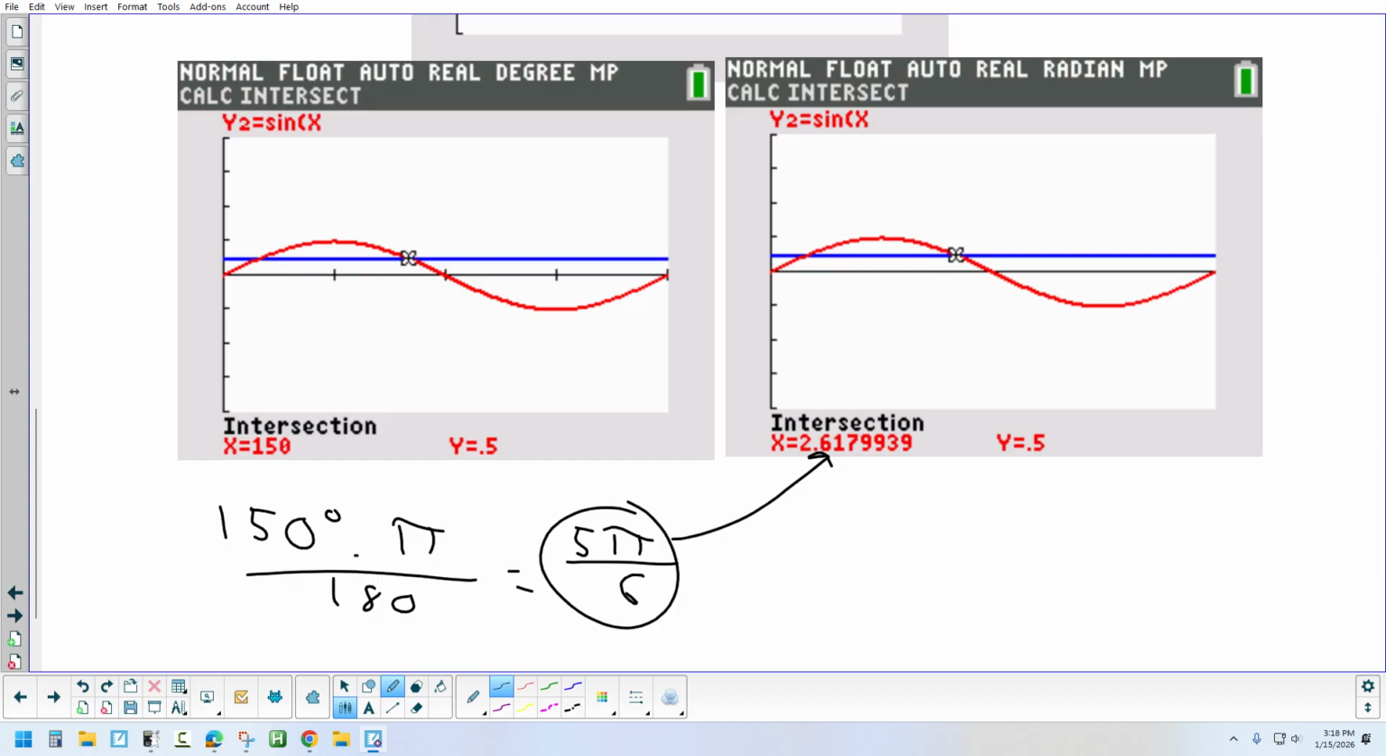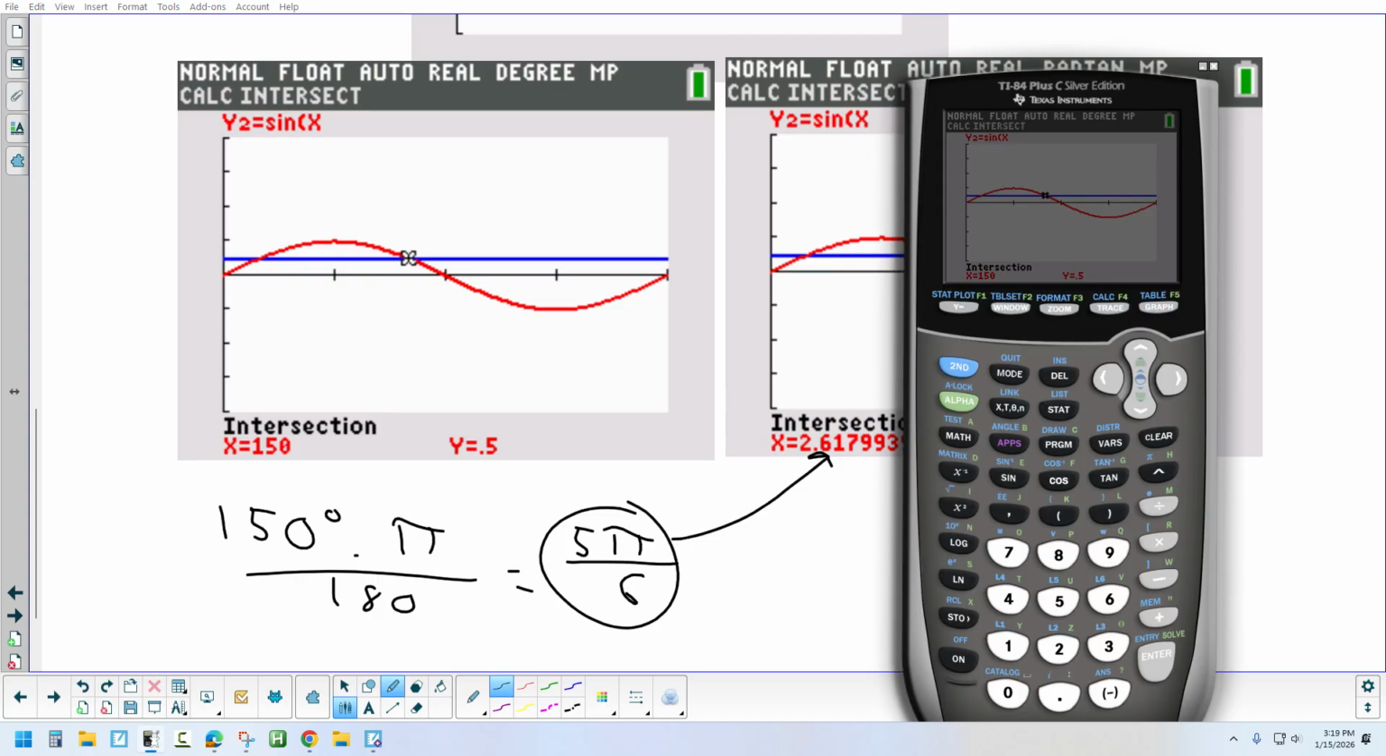Any question on that? Yeah? Should we change the calculator's mode to go from radians to degrees? Yes, go to mode and change it to degrees first, and then go to window and put the X max at 360. Okay.